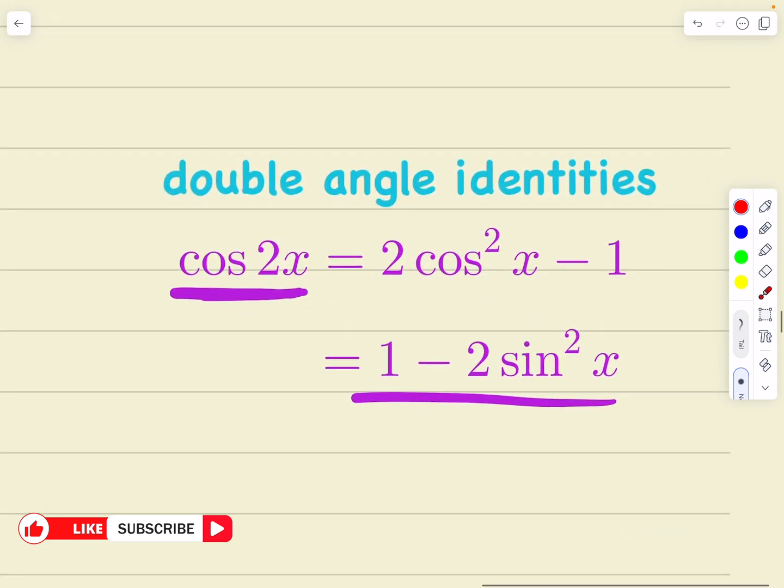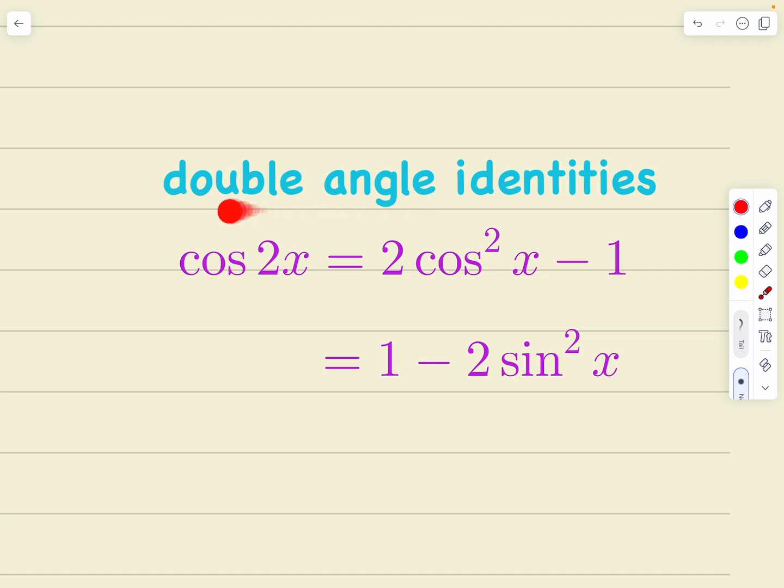Here, to clarify these identities more, the double angle identity does not work only if you have 2x here. It's called the double angle identity, which means whatever angle you have here, then here you have double of that angle. So for example, if here, let's say you have 3x, 2 cosine squared 3x, here it will be double of 3x, which is 6x. So this is how the double angle identity works.